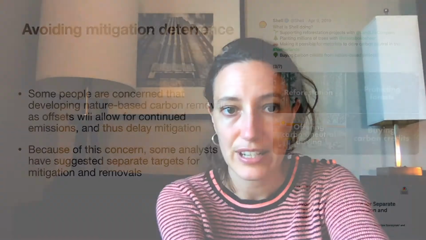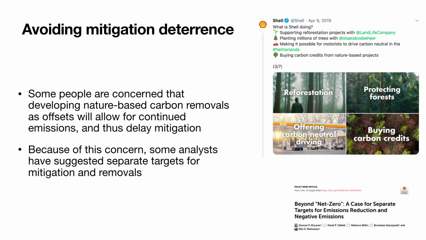And finally, avoiding mitigation deterrence. So would developing nature-based carbon removals as offsets allow for continued emissions and thus delay mitigation? Very important concern. And because of that, some analysts have suggested making separate targets for mitigation and for carbon removal, such as Duncan McLaren and colleagues, just to make sure that it's not just a purely offsetting dynamic.